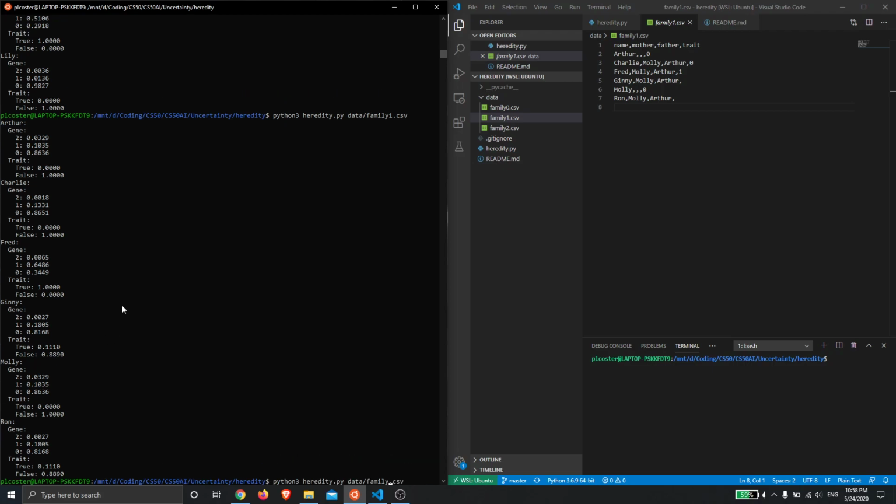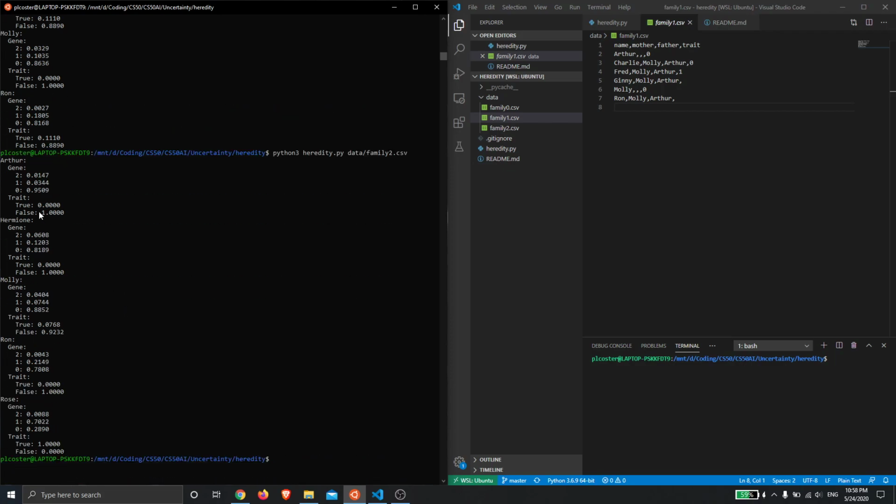And finally, let's run family2.csv. And I think this is a situation where you actually have a grandparent and parents, so there's a further inheritance there of the genes and whether or not they have the traits.